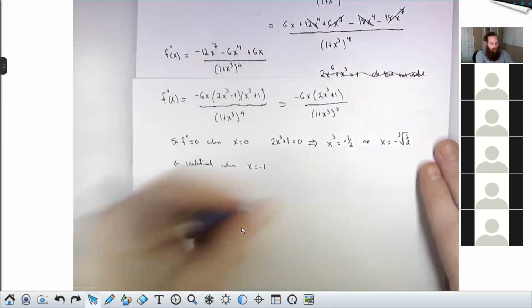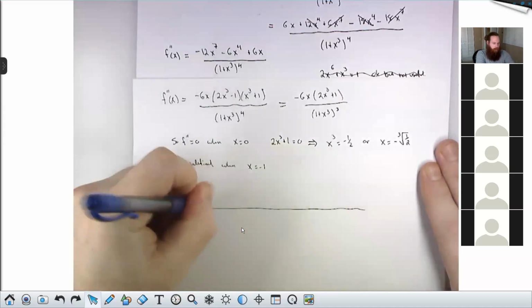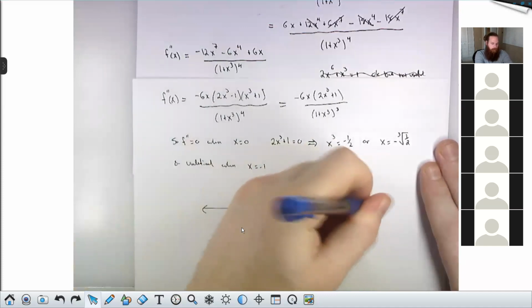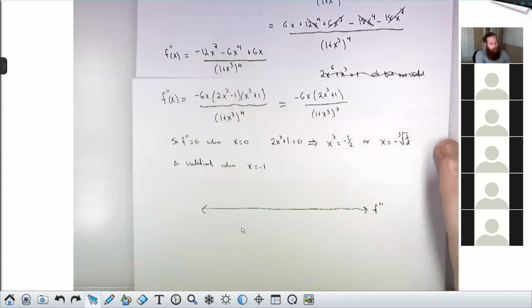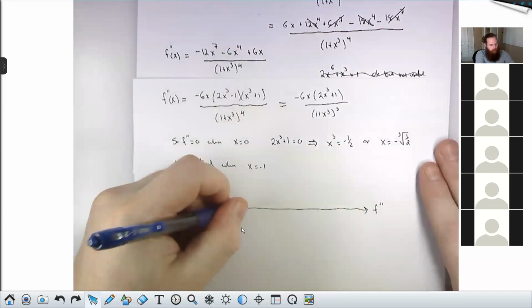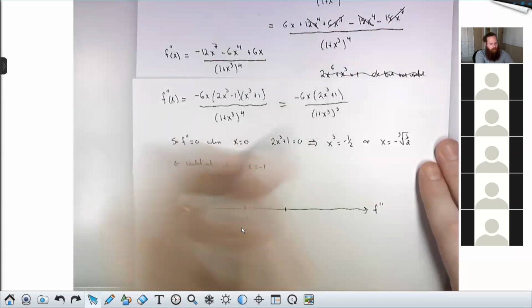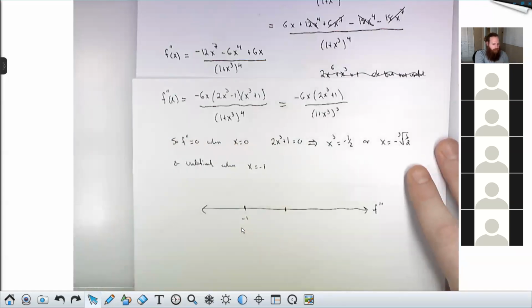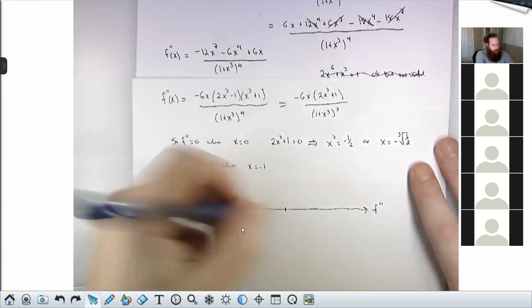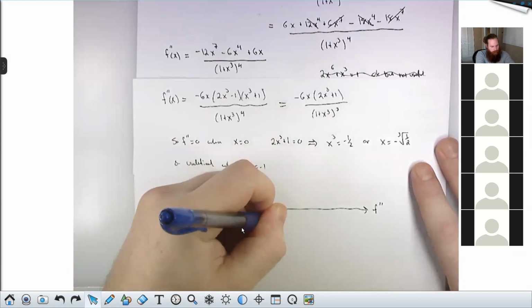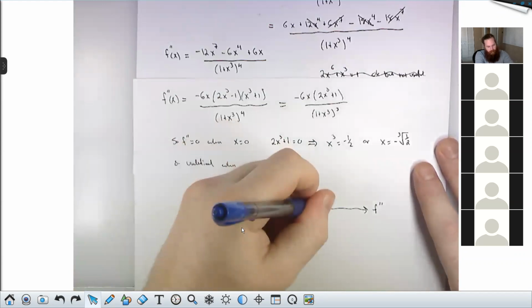So all of my f double prime stuff is there. F double prime. So definitely -1, 0. Oh wait, this is also negative cube root of 1/2, let's see. So I think that should be, yeah, that is still to the right of -1. And then 0.